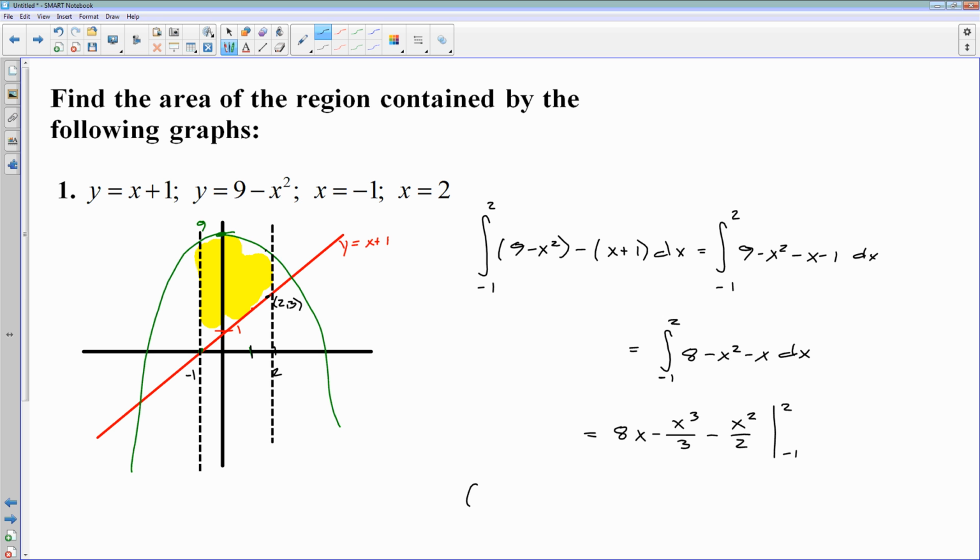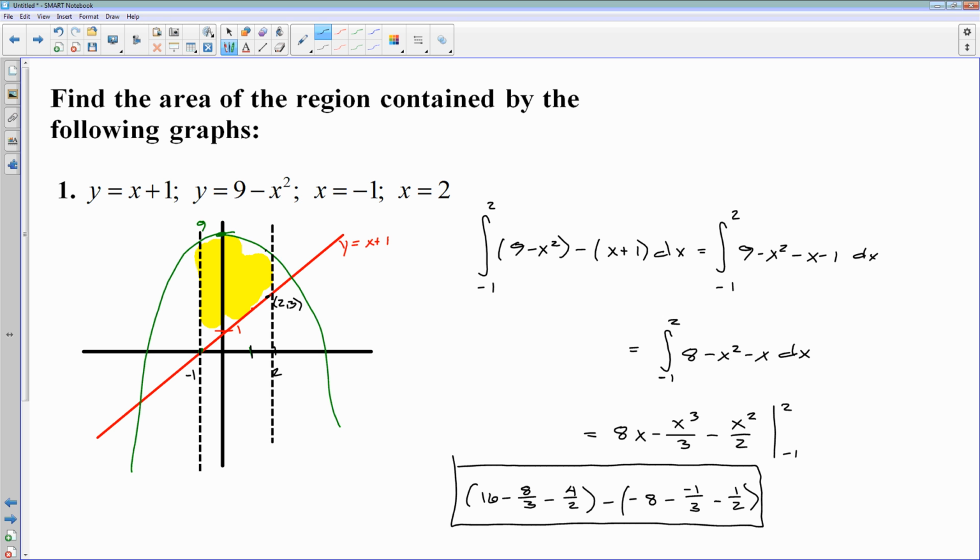I will plug in 2. So 8 times 2 is 16 minus 2 cubed over 3 minus 2 squared over 2 minus, and make sure you put this in parentheses, 8 times -1 minus -1 cubed is -1 thirds. -1 squared is +1/2. And I'm okay if you leave your answer like this. If it's a multiple choice question on the AP exam or on a test, they will be cleaned up. So don't forget your order of operations and stuff. But there is how we're going to solve the area between two curves. Simply graph it, determine which one's on top and bottom, and then set up the integral top minus bottom.